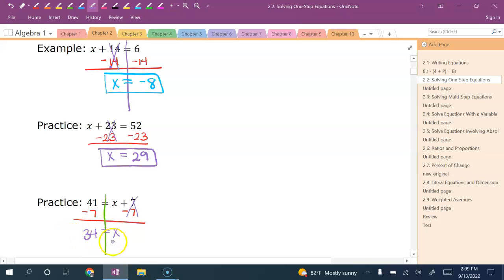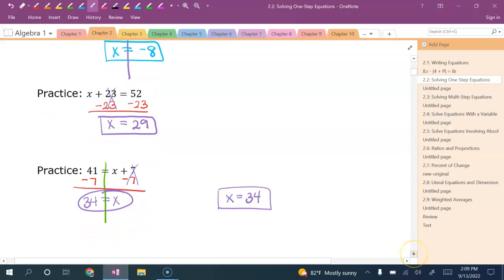Some of you might have left it here and said, there's your answer. And some of you might have switched it around using the symmetric property to say x equals 34. A lot of times when we're talking about algebra and solving for something like that, we like the letter to be written first. So it's okay if you want to switch it around and say x equals 34 instead.